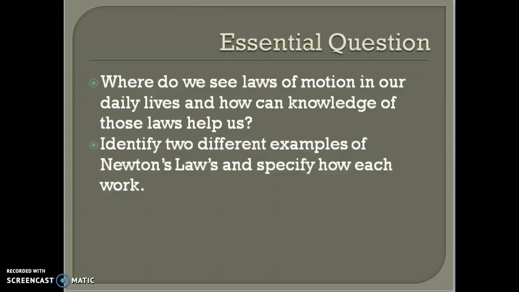Here are some essential questions that I want you guys to be able to answer for me at the end of this lesson. I'll go ahead and read those off. Where do we see laws of motion in our daily lives, and how can knowledge of those laws help us? This is really important for you guys to understand at the end of this lesson because I believe the laws we're going to be learning about are going to allow you all to see differently, as well as notice things that you all may not have been able to notice before.